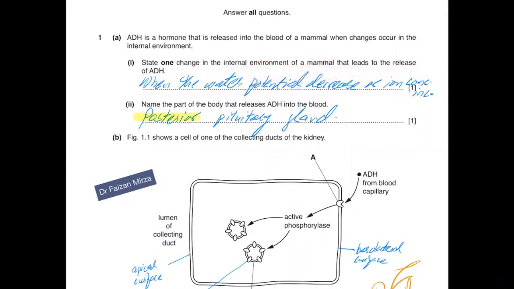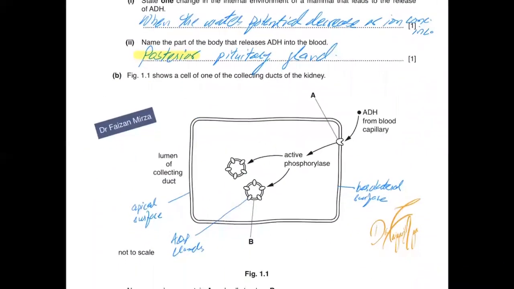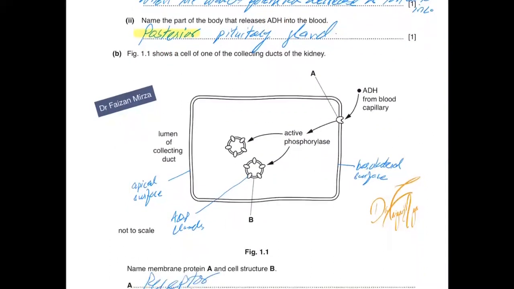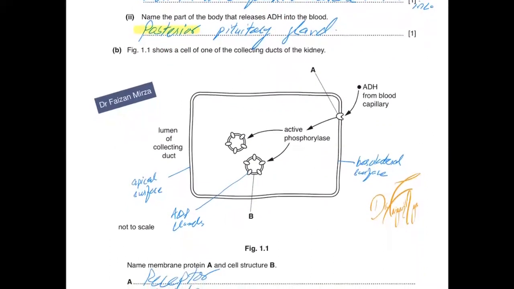Name the part of the body that ADH is released from. Posterior pituitary. You don't just state pituitary. You have to state that it is released from the posterior pituitary and not the anterior pituitary gland, because the pituitary gland has two parts, anterior and posterior. ADH is released from the posterior pituitary gland. Posterior means towards the back side of the body. It's anatomically located towards the back side of the brain.